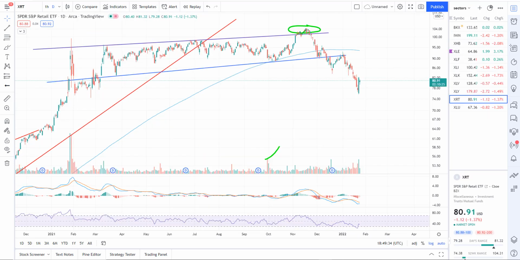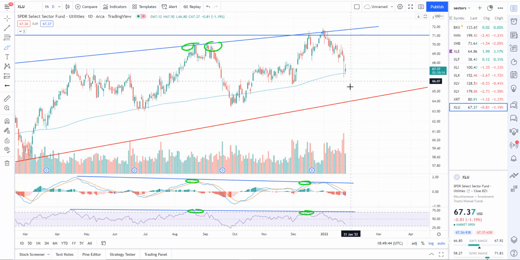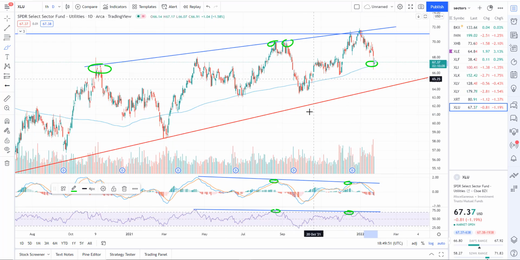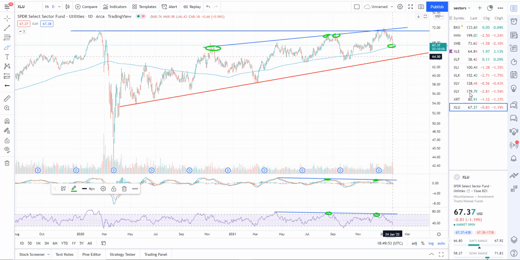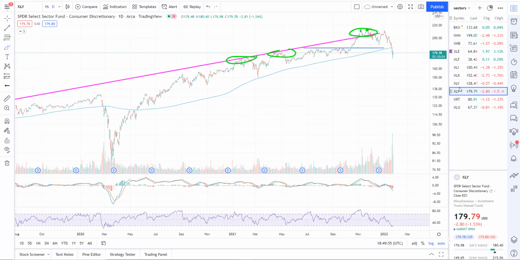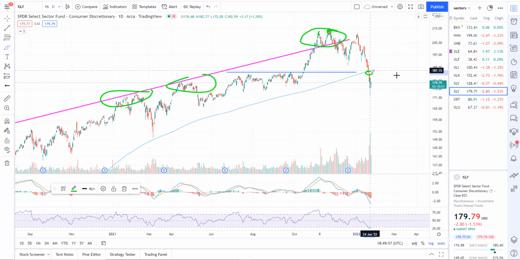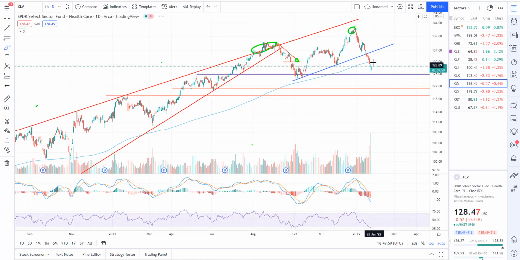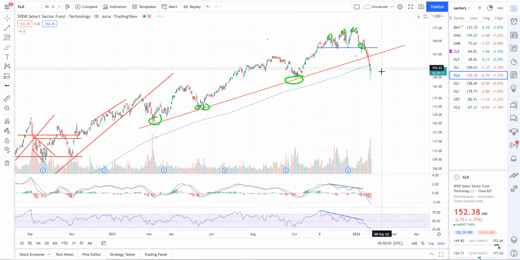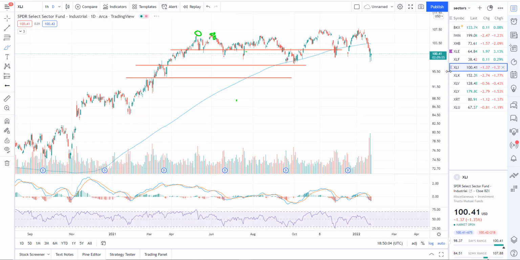All right, that's good. As I'm scrolling through all these sectors, I've noticed that most of them are below the 200-day moving average. Here's the retail sector, below the 200-day. This is utilities, a defensive play, right on the 200-day; we'll see how that plays out, but I think there's probably some more downside there. Consumer discretionary, healthcare, and technology are all below the 200-day.